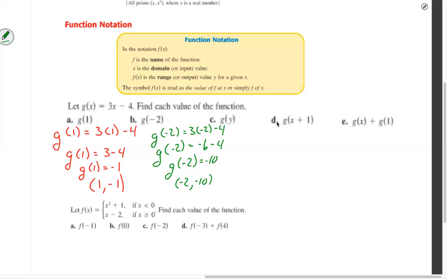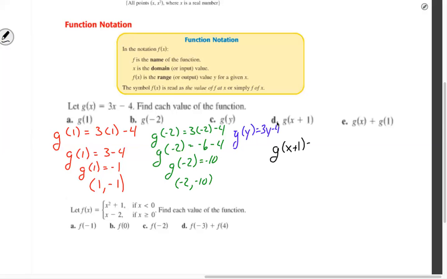All right, now what does g of y mean? Well, it means I'm just going to replace x with y. So g of y is just 3y minus 4. I didn't do anything. I'm just changing the x to a y. Seems silly, but that leads to bigger and better things like D. Well, what do I do in D? I'm just going to replace the x with x plus 1.